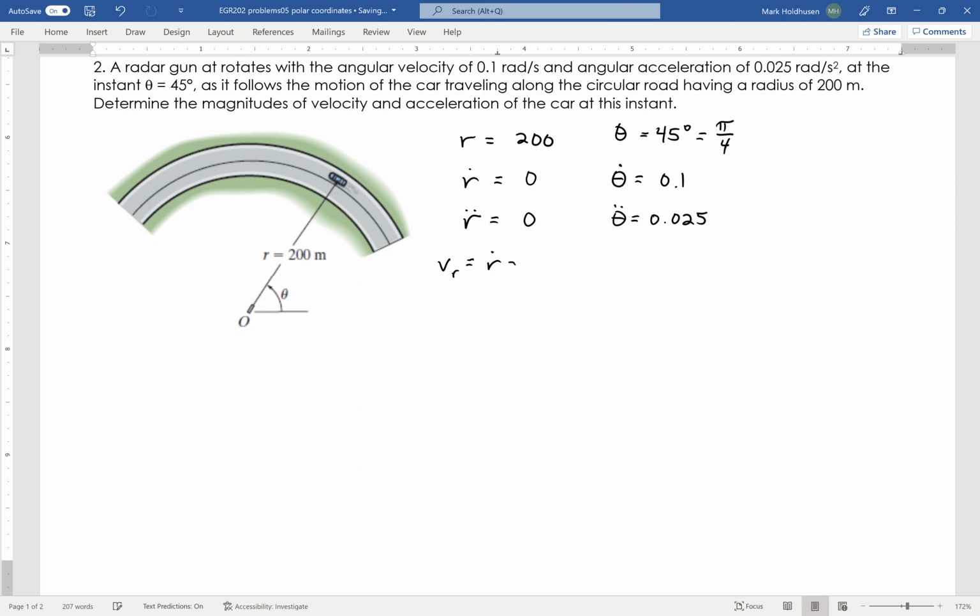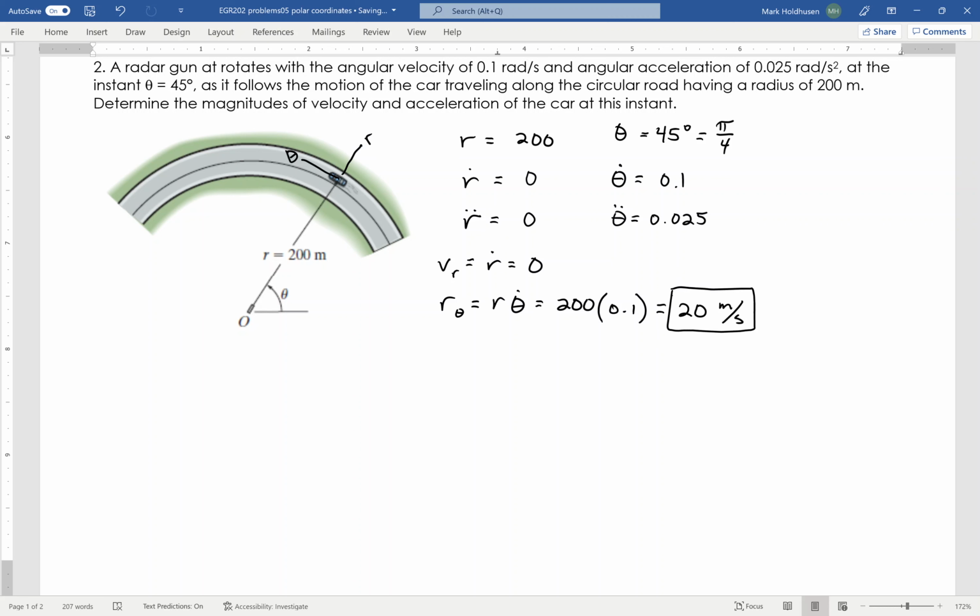Velocity in the r direction is r dot, which is 0. The velocity in the theta direction is r theta dot, which is 200 times theta dot, which is 0.1, and that gives me 20 meters per second. That's it, because there is no velocity in the r direction. The theta direction is only in that direction. The r direction, again, is out like that.